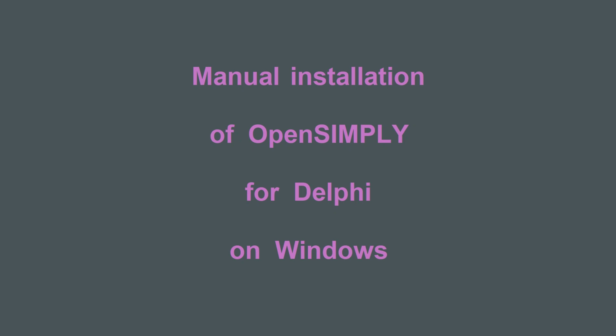This video explains manual installation of OpenSIMPLY for Delphi on Windows. In this video, the 64-bit Windows is used. It is assumed that you already have the downloaded OpenSIMPLY package. This package is a regular zip archive containing a folder structure.